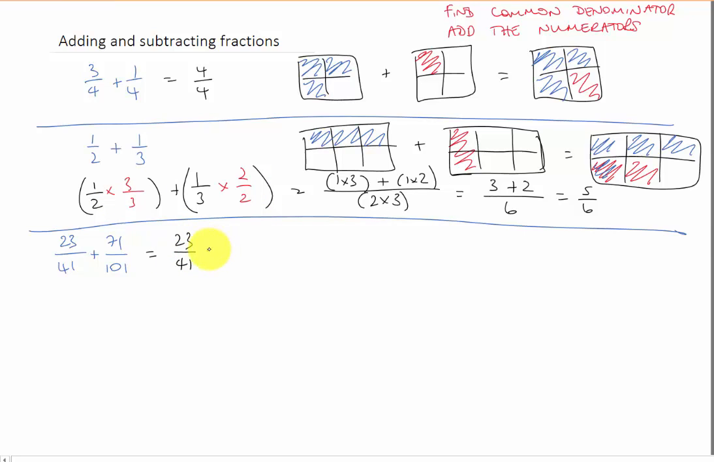So 23/41 multiplied by 101/101 plus 71/101 times 41/41. So if you multiply those together, you get 23 times 101 plus 71 times 41 over 101 times 41.